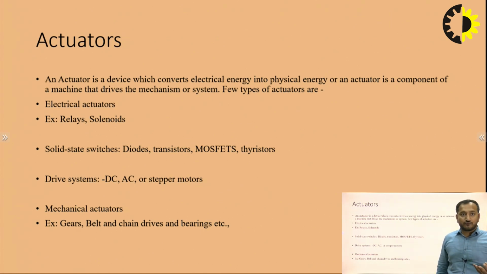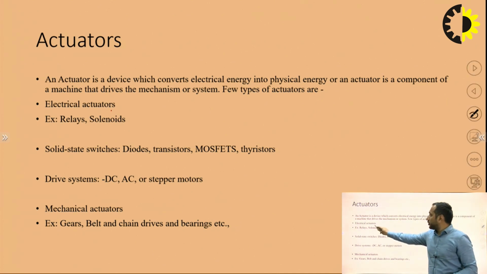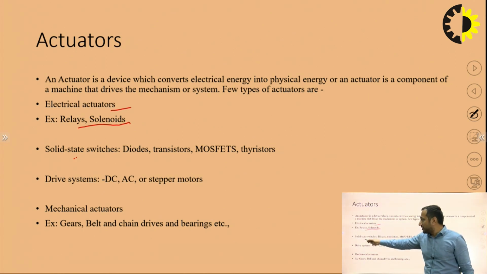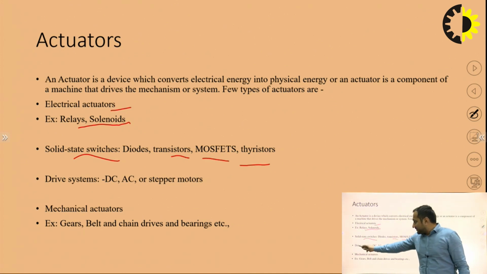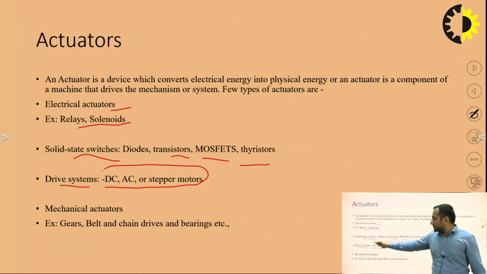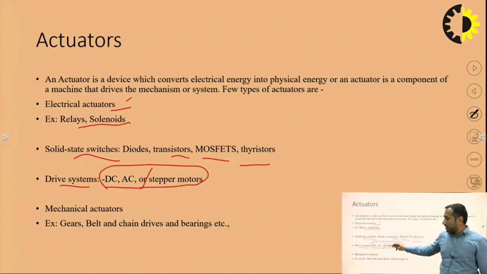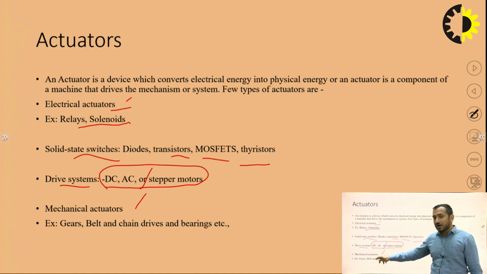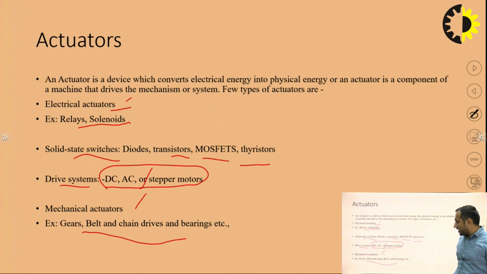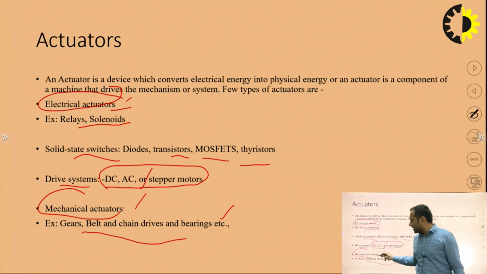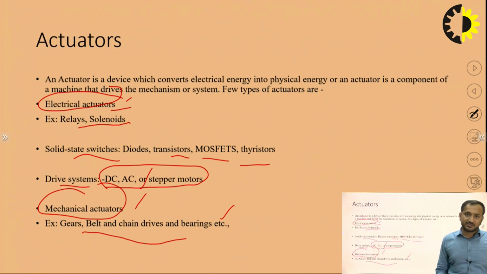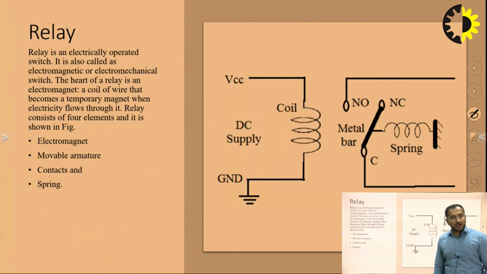Now, there are various types of actuators. A few types are listed here. One is the electrical actuator. Its examples are relays and solenoids. Another is solid state switches, which are diodes, transistors, MOSFETs, thyristors. Drive systems are DC, AC and stepper motors. All of these are examples of electrical actuators. And there are also mechanical actuators, whose examples are gears, belts, chain drives and bearings. There are other types also, pneumatic actuators and hydraulic actuators, right? So let us proceed to our next slide.